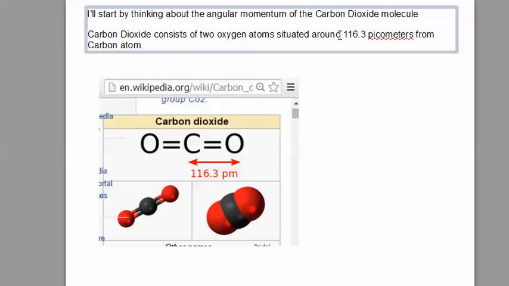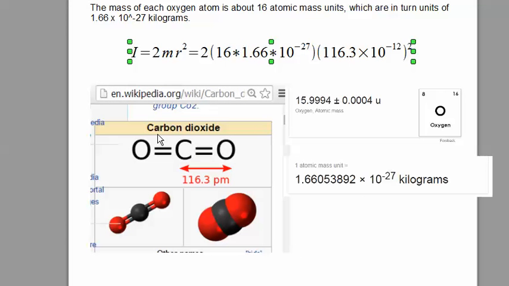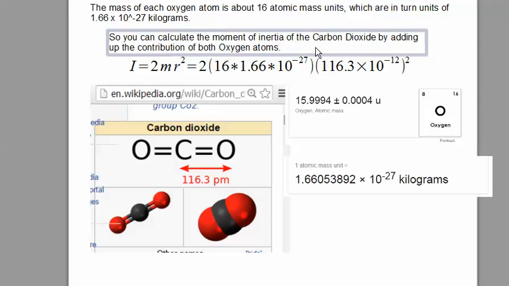I'll start by thinking about the angular momentum of the carbon dioxide molecule. Carbon dioxide consists of two oxygen atoms situated 116.3 picometers from a carbon atom. The mass of each oxygen atom is 16 atomic mass units, which are in turn 1.66 times 10 to the negative 27th kilograms. So you can calculate the moment of inertia of the carbon dioxide by adding up the contribution of both oxygen atoms. There's two oxygen atoms times the mass of each oxygen atom times the distance to each oxygen atom from the center.